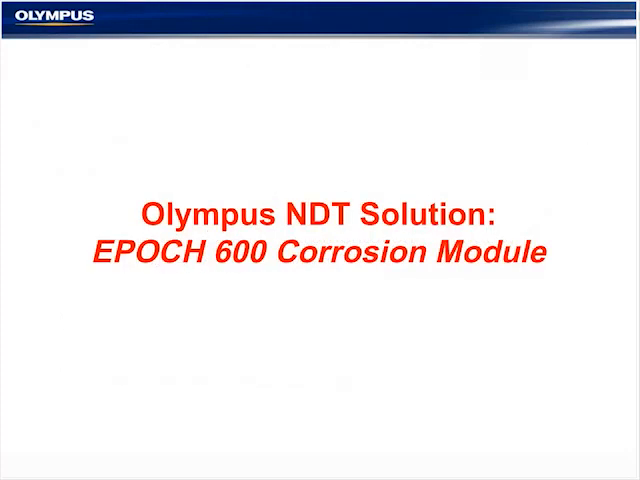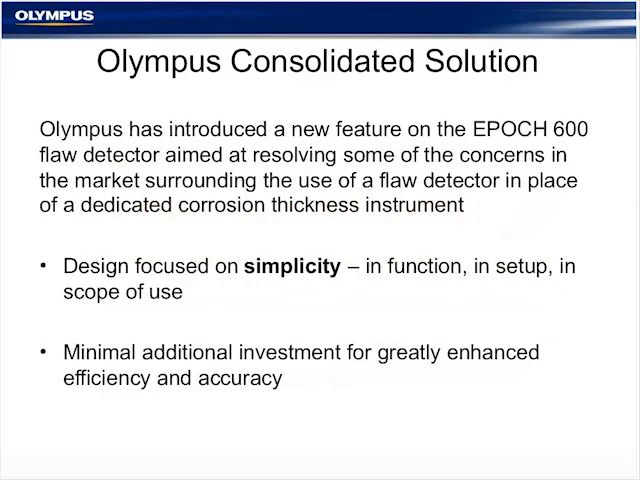So based on this very brief survey of market trends, Olympus has developed a software feature for the EPOCH 600 that is specifically targeted towards the corrosion market. And this is what we're here to talk about primarily today. And there's very simple direction for this software feature. The real highlights in the EPOCH 600 corrosion module are to design this feature around simplicity.